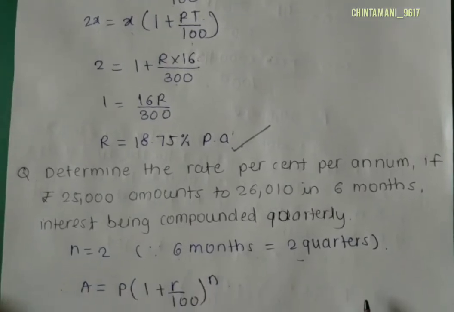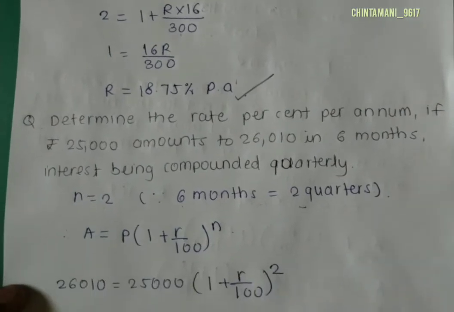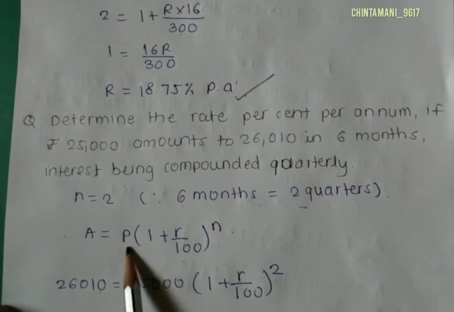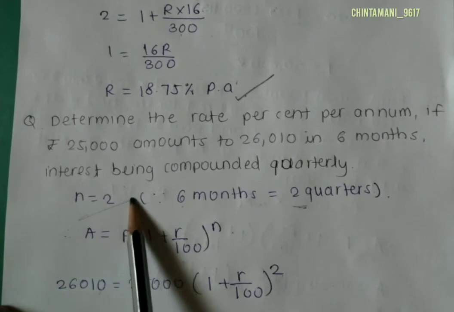So we know the formula for the compound interest as well. A is equal to P (1 + R/100)^n. Just substitute the given values: A is equal to 26,010 rupees, the principal amount is 25,000, and 1 plus R by 100 raised to n, where n is equal to 2 for the 2 quarters.